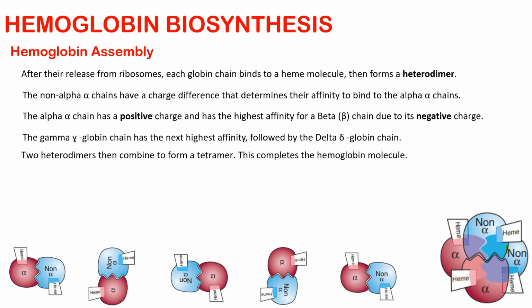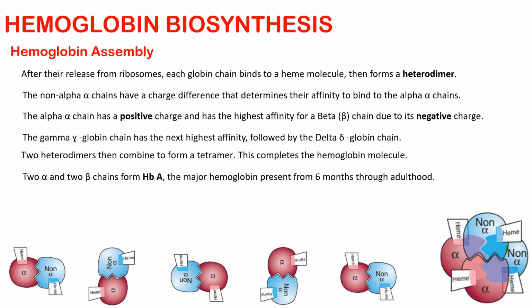Two heterodimers then combine to form a tetramer. This completes the hemoglobin molecule. Two alpha and two beta chains form hemoglobin A, the major hemoglobin present from 6 months of age through adulthood.